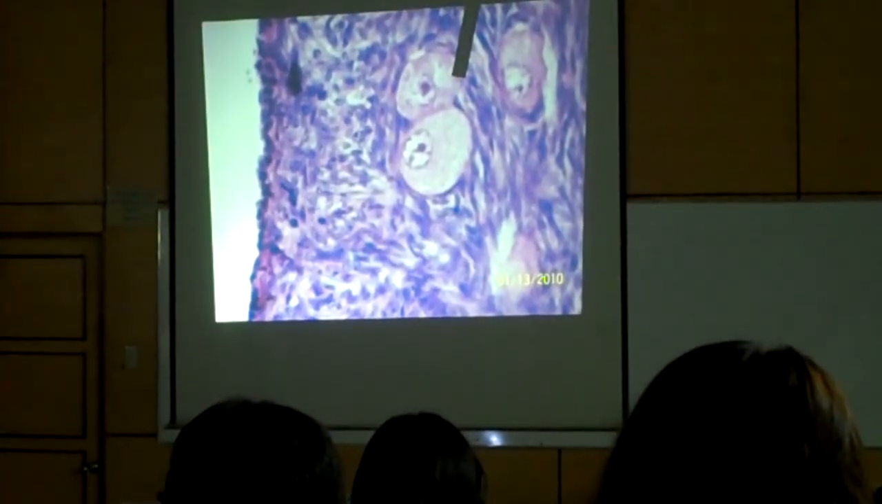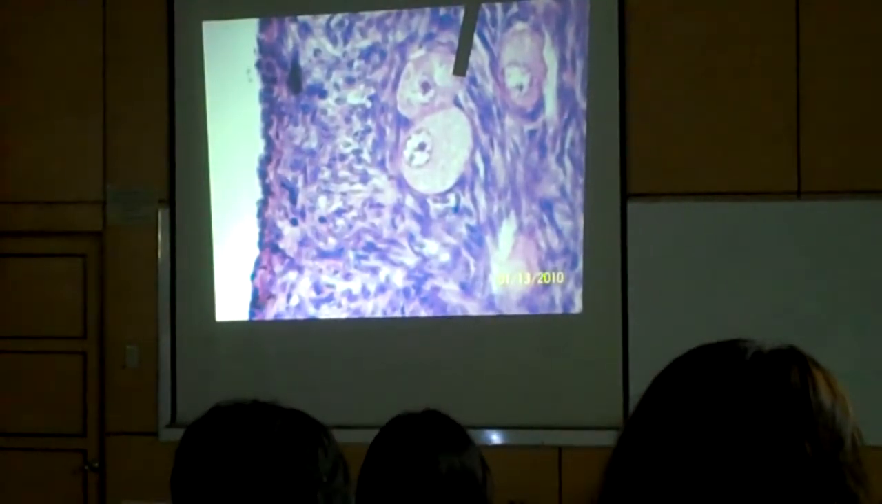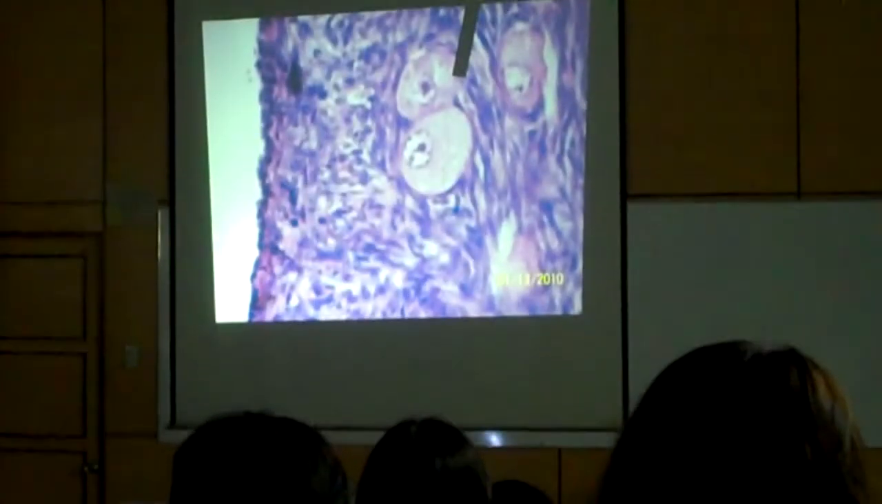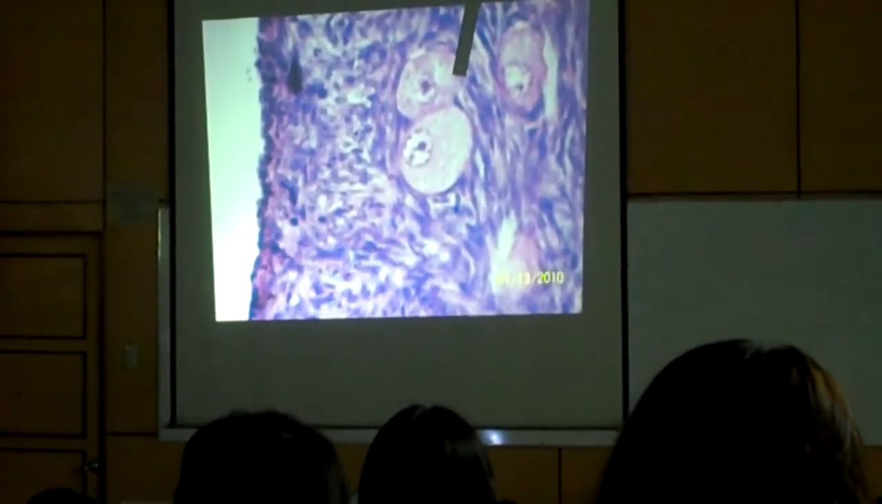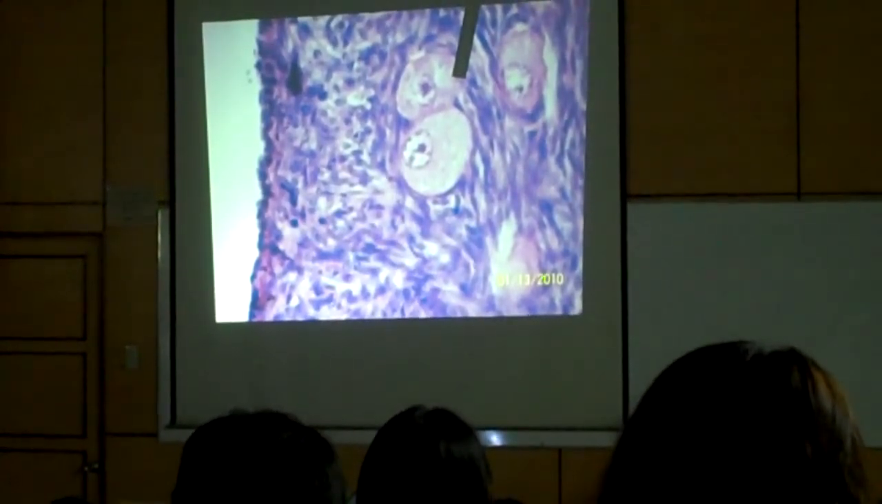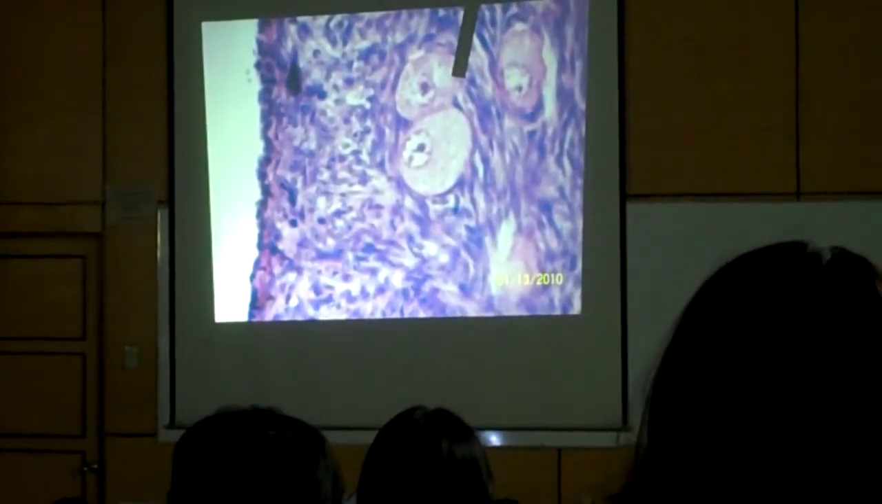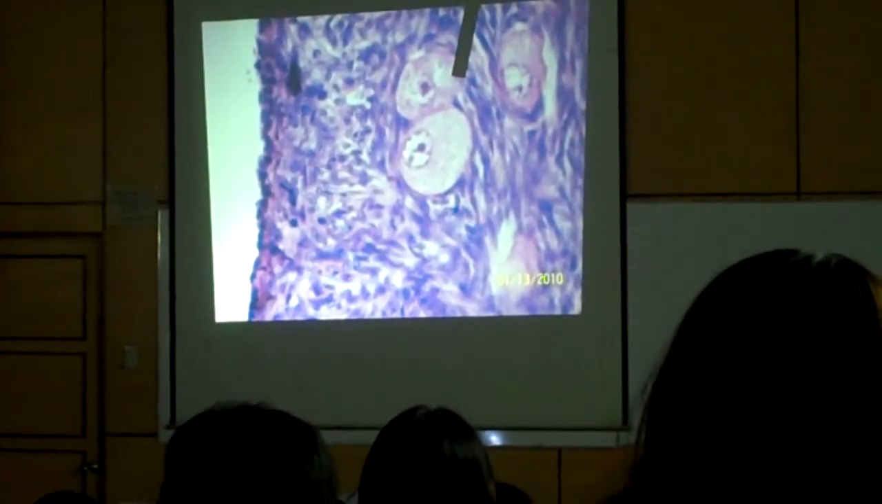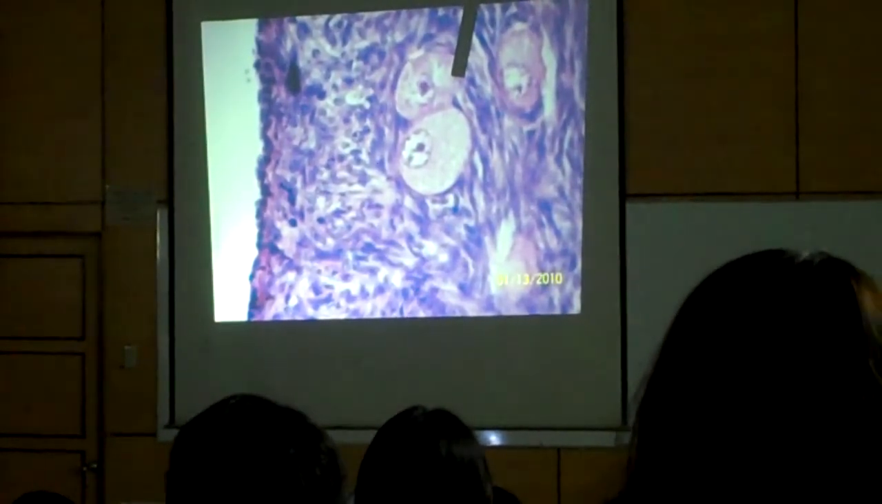Okay, unlike in the males, which are always fertile, females become fertile only when they reach puberty. Okay, it's the males from birth until they die, unless their testis becomes atrophic.